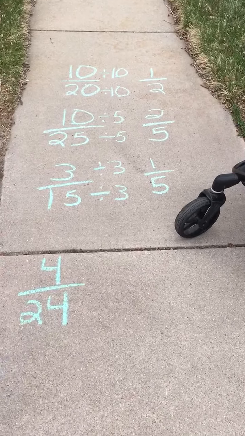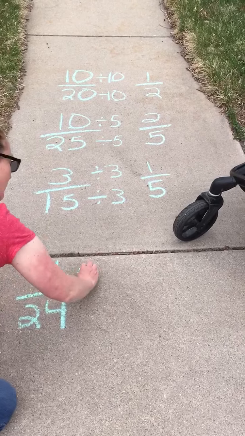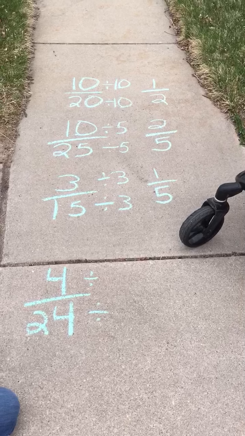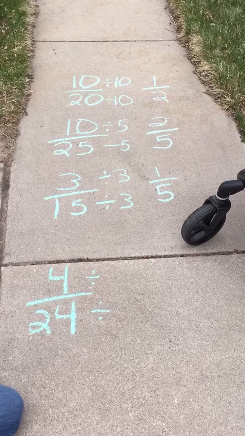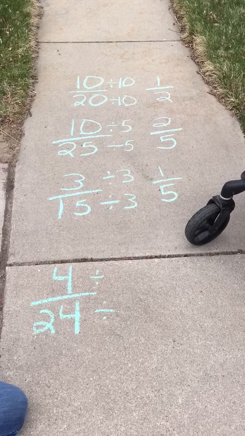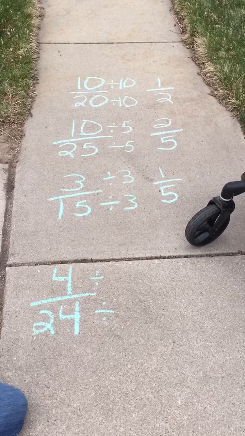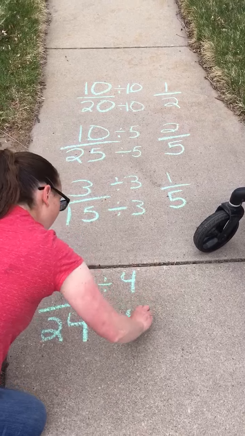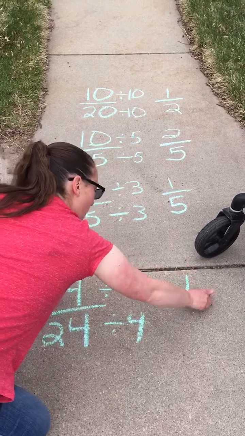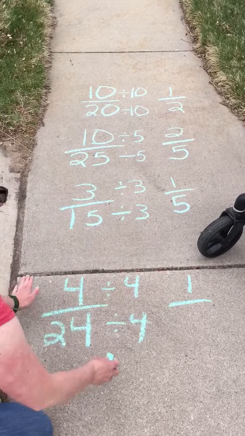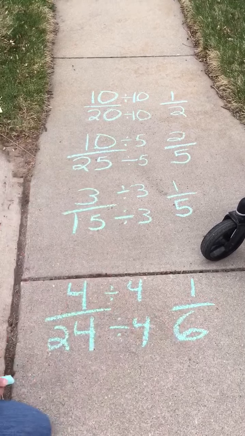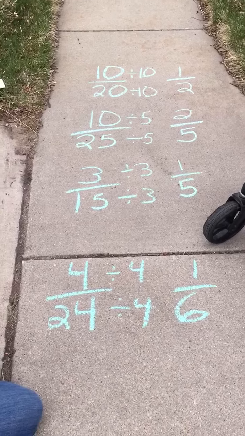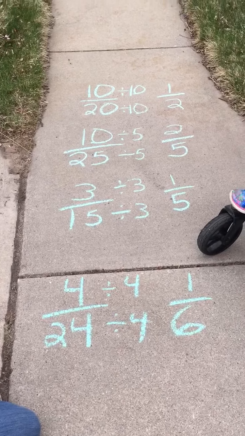4/24ths. What can I divide both 4 and 24 by? I can divide both of them by 2 because they're both even numbers, but in order to get it closer to simplest form, or in simplest form, I'm going to divide both of them by 4. 4 divided by 4 is 1. 24 divided by 4 is 6. So remember, when we're finding equivalent fractions, we can use division to help us find the simplest form of a fraction.